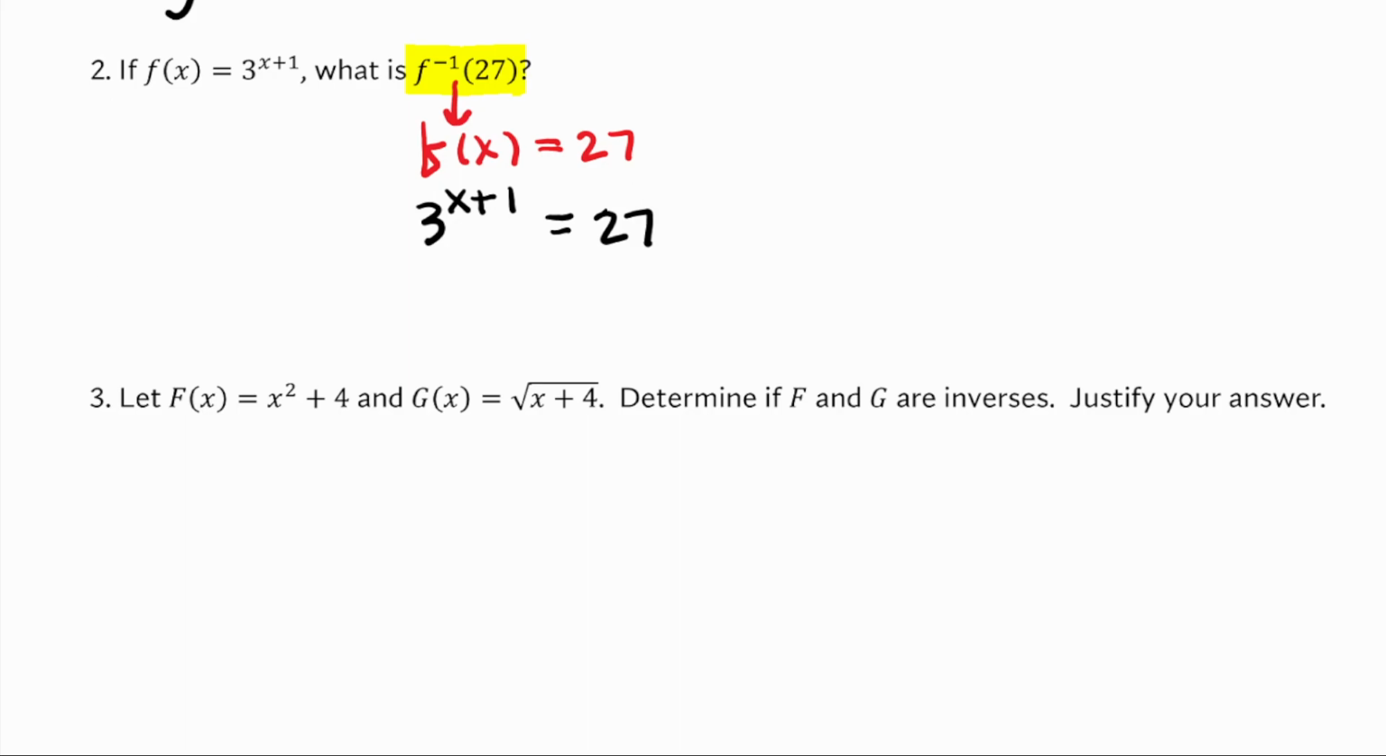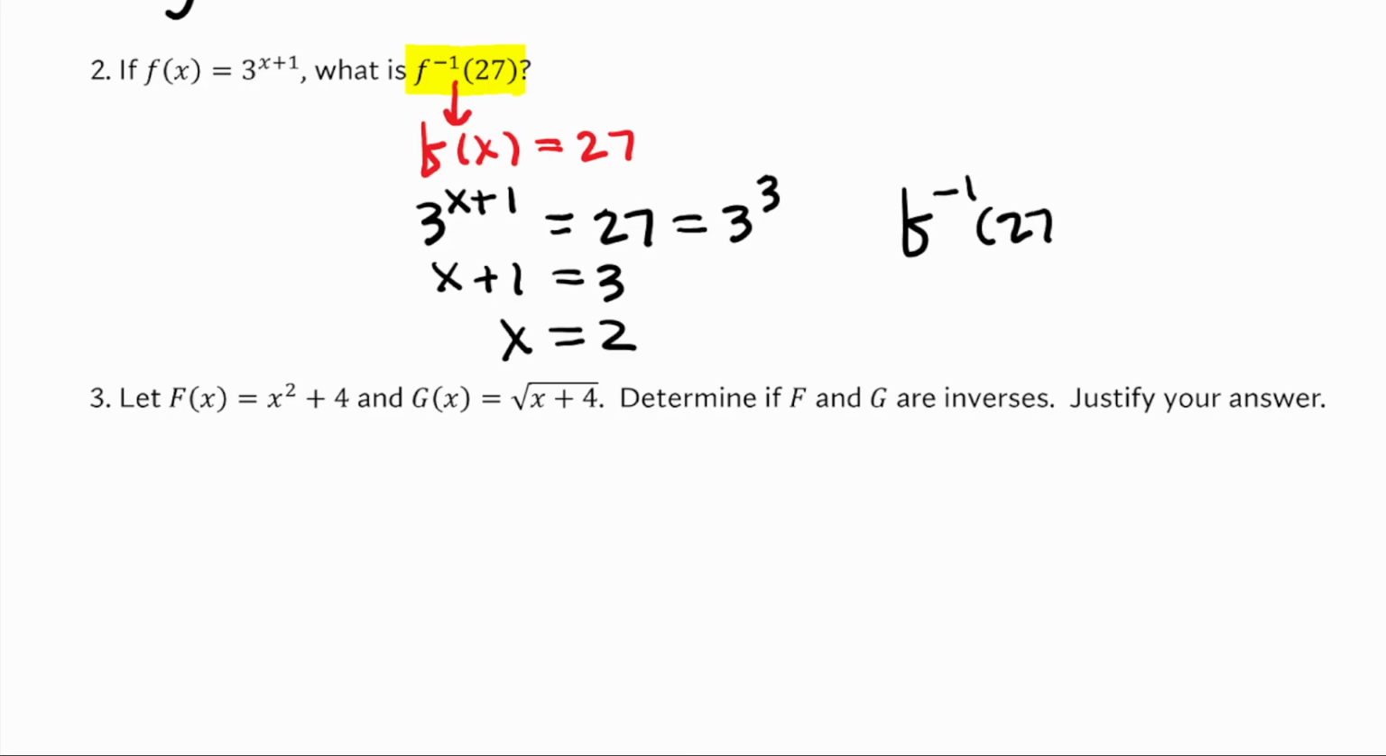We know what 27 is in terms of 3. It's 3 to the third. So I'm going to say this is 3 cubed. And so I know that x plus 1 power needs to equal 3. That means that x plus 1 needs to equal 3, and I would say x equals 2. And so I will say that f inverse of 27 is the x that corresponds to y equals 27 on the graph of f. That's x equals 2.